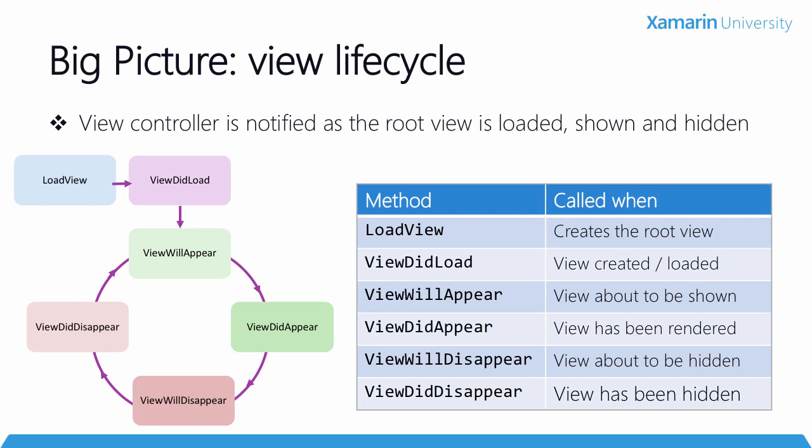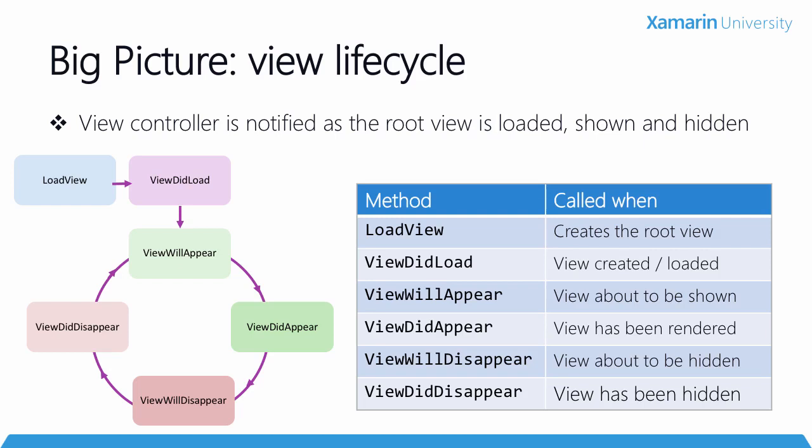Then we enter into a cycle, and it starts with viewWillAppear. This is a notification to the view controller to indicate that the view is about to become the active view and present on the screen. That will be followed by a viewDidAppear. This indicates that the view has been rendered to the screen and is now visually present to the user. And then at some point you will see a viewWillDisappear notification. This says that the view is about to be taken off the screen and it's about to be removed from the visual tree.